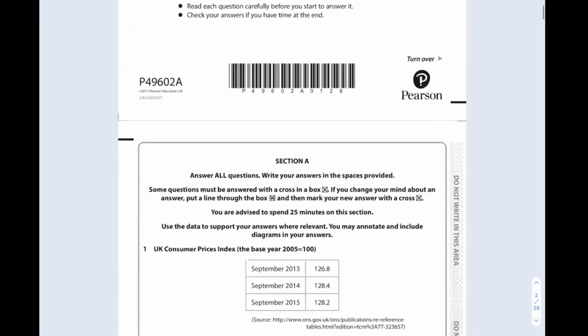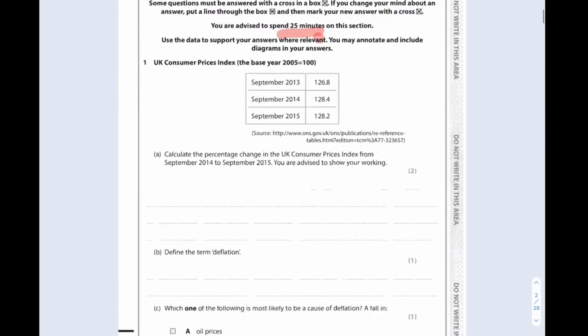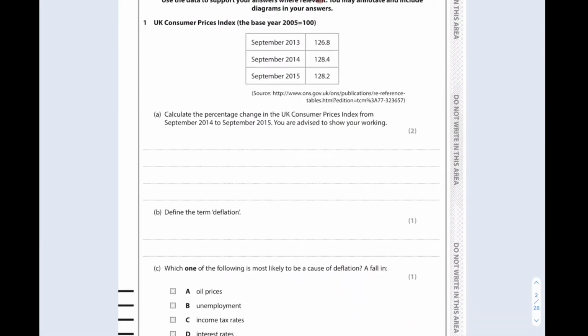Okay, so as you can see, you usually get 25 minutes to do this. Usually people don't use all of that 25 minutes. They use some of it and they try to save it so that they can have more time on Section B. So without further ado, let's make a start.